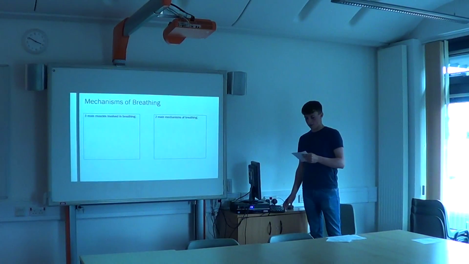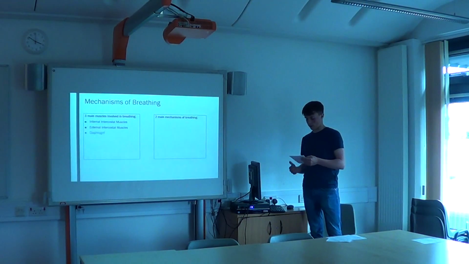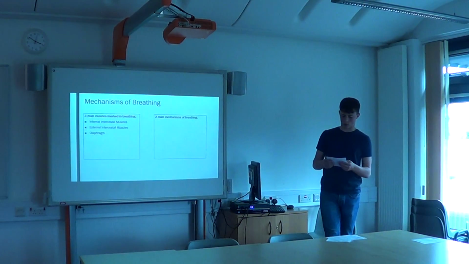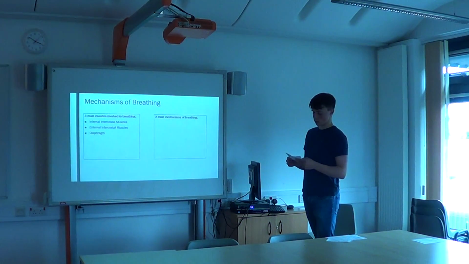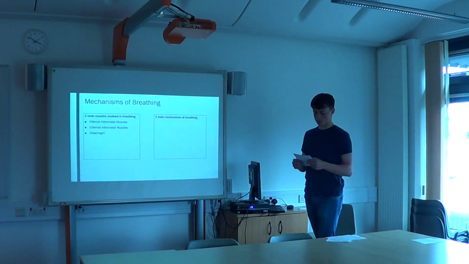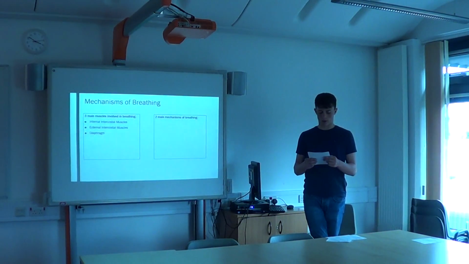Mechanisms of breathing. There are 3 main muscles involved in breathing. These are internal intercostal muscles, our external intercostal muscles, and diaphragm. The internal intercostal muscles are on the inside of the ribs, and the external intercostal muscles are on the outside of the ribs. The diaphragm is below the ribs, which is the bottom part of the thoracic cavity.